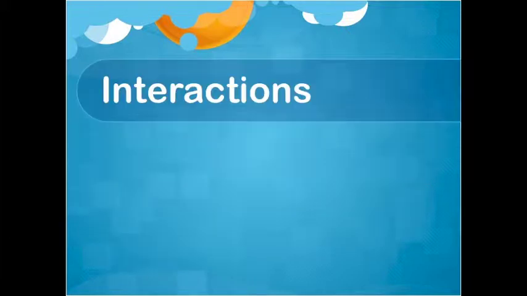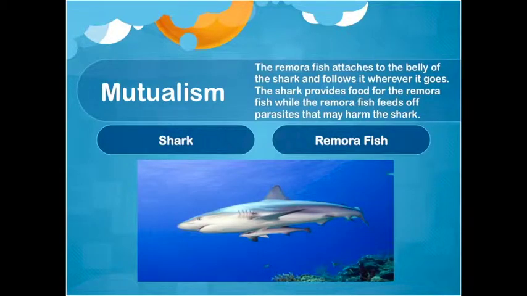The following are the interactions that are found in our biome. Mutualism is a relationship where two species benefit from each other. In the aquatic biome, the remora fish attaches to the belly of the shark and follows it wherever it goes. The shark provides food for the remora fish, while the remora fish feeds off parasites that may harm the shark.